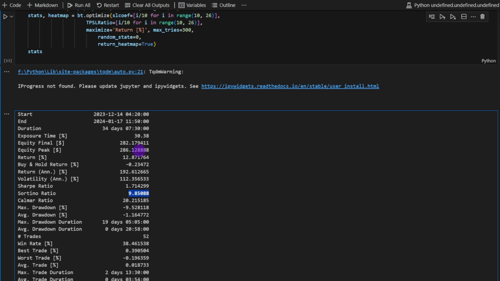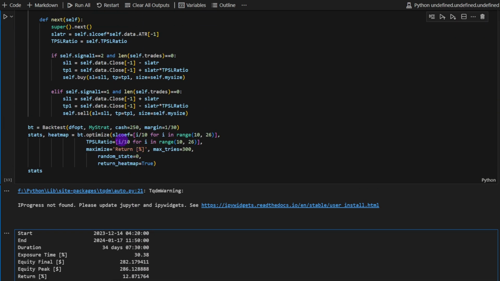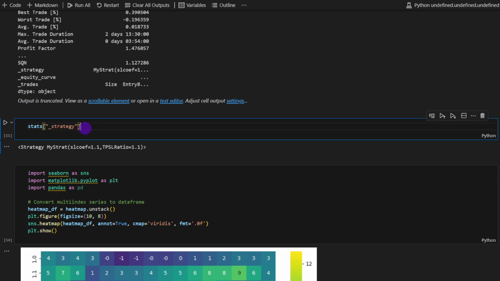So this is the best case scenario. Remember that we've optimized the strategies. We've optimized the take profit and stop loss distances to get the best outcome. We can still print these two parameters using the stats_strategy here. So this is how we can see that the best parameters are obtained for 1.1 as a stop loss coefficient and take profit stop loss ratio of 1.1.